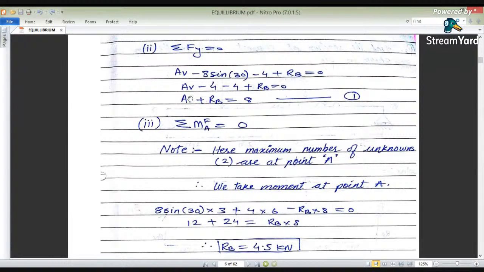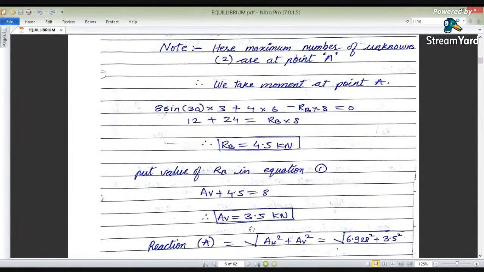So here we have already taken the equation, that is AY, the vertical force, minus 8 sine theta, minus, because it is in downward direction, minus 4, again the given load, in downward direction, and RB is the reaction which is in upward direction, that is equal to 0. But here we have calculated RB as 4.5. So we can put the value as 4.5. So 8 minus 4.5, that is the value of AY. So AY comes to be 3.5 kilonewtons.